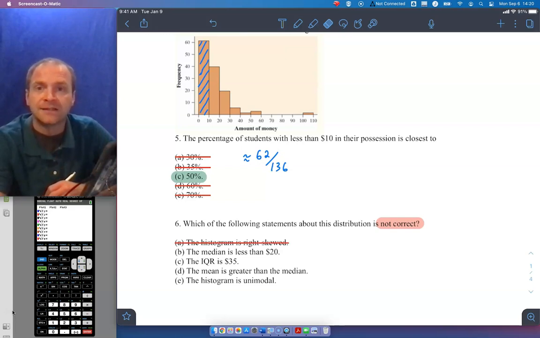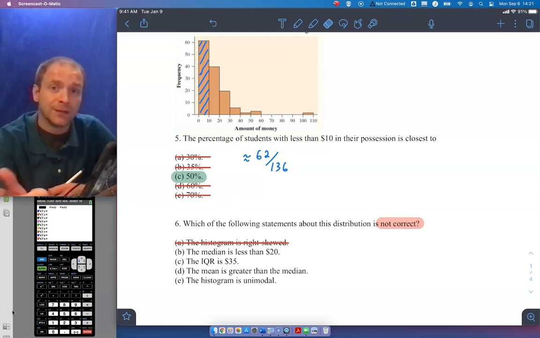The median is less than $20. Well, there's 136 people in this study, if you remember. So if I cut that in half, 68 to 69 position. So the 68th term and the 69th term. That's involving a lot of work. I'm going to put that one on hold. I'll come back to that one. The IQR is $35. We may be going, well, there's more work there. I'm going to calculate the IQR. I need to take Q3 minus Q1. So I'm going to put that one on hold.